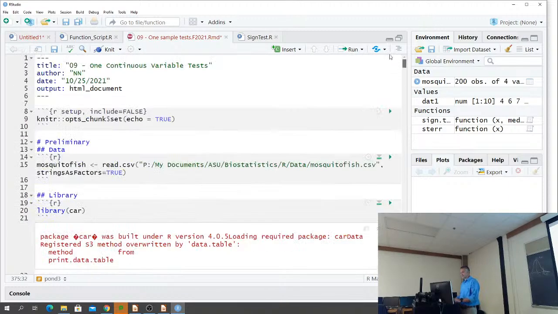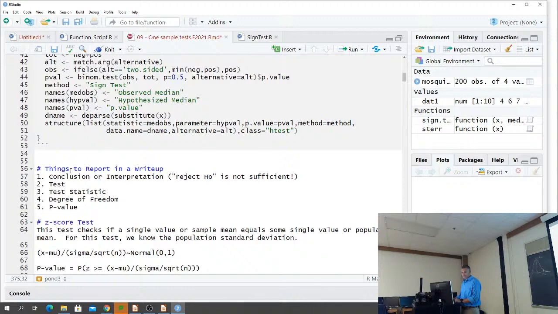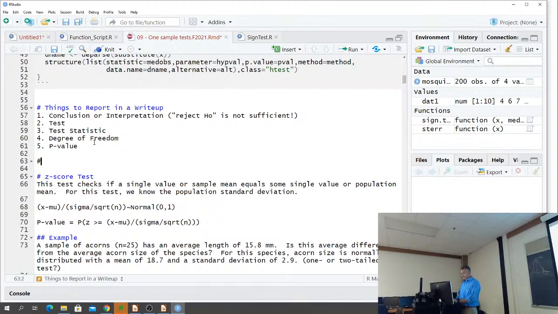So let's roll it. Let's get those added. Things to report and write up: p-value. We'll do this. P-value rounding rules.